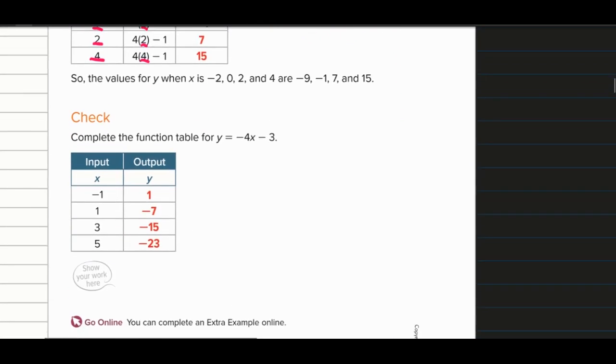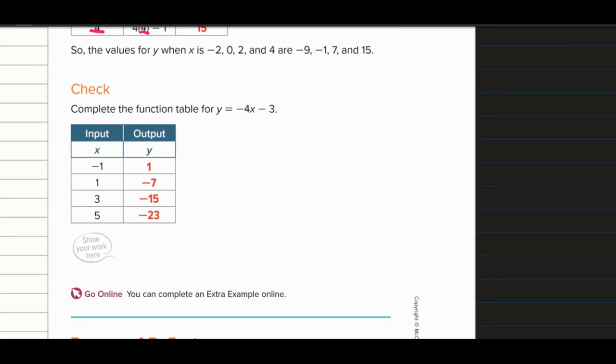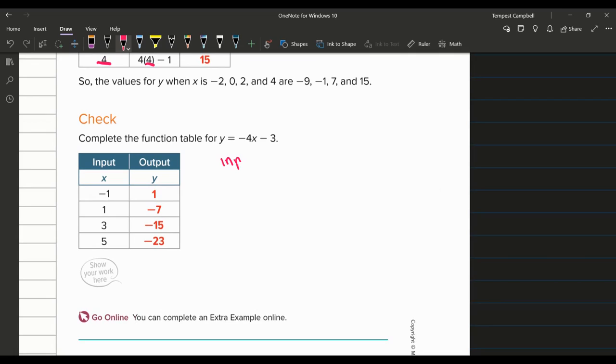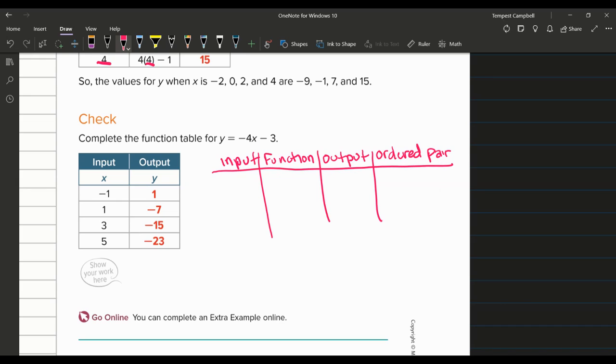Now that you've tried the check function, this is what you should get. Notice how they didn't include the equation. So for your table, I really want you to have your input, your function, your output, and I even want you to have your ordered pair, okay? So what that means is you're going to have your x value, your function. So for us, this is y equals -4x minus 3. Your output, which is your y value, and then your ordered pair, which is your x, y.